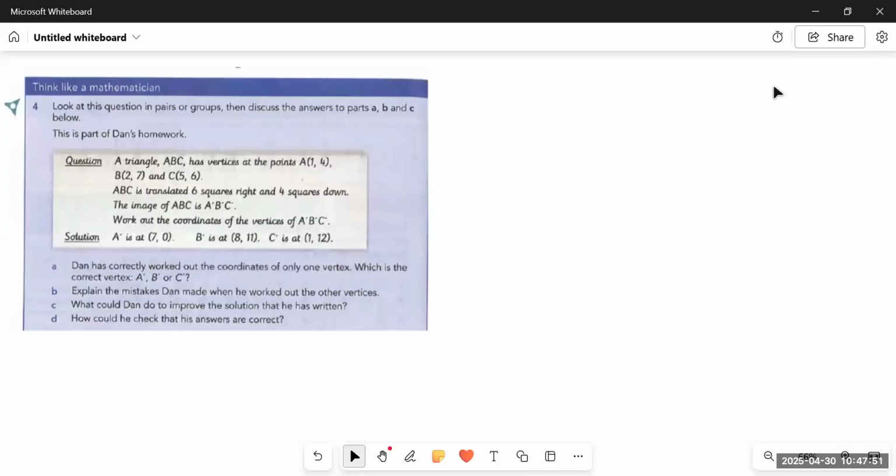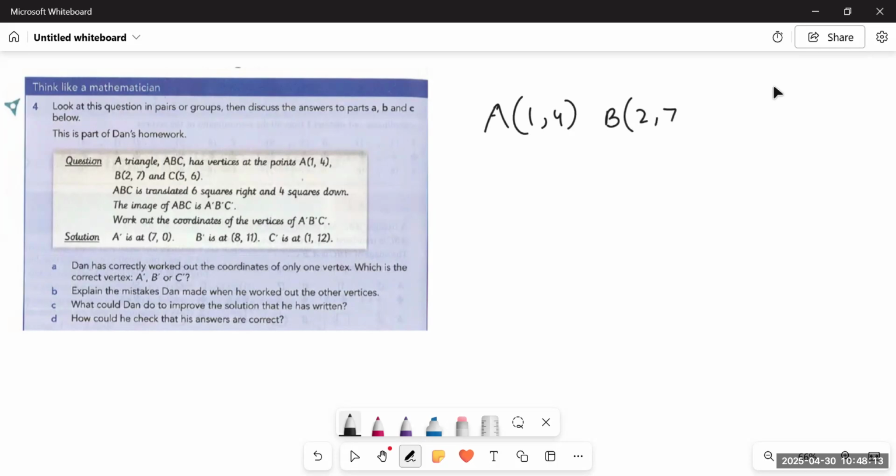In question number 4, they have given us a solution already for a question. Let's see what mistakes are made over here and what corrections we have to make. So we have to look at the question. This is Dan's homework. A triangle has vertices at point A. Let us write it down. A is 1, 4, B is 2, 7, C is 5, 6. Okay, and ABC is translated 6 squares to the right. So 1 plus 6, 2 plus 6, 5 plus 6. And 4 squares down means minus 4, minus 4, minus 4.